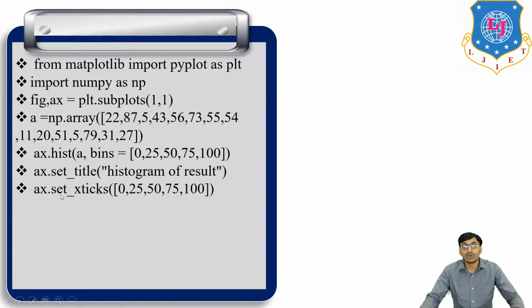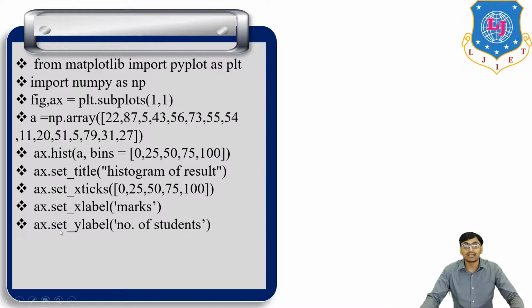Then ax.set_xticks. It contains 0, 25, 50, 75, 100. In the x-axis, there are these ticks: 0, 25, 50, 75, 100. Then ax.set_xlabel, label in the x-axis: marks. Then ax.set_ylabel, label in the y-axis: number of students.